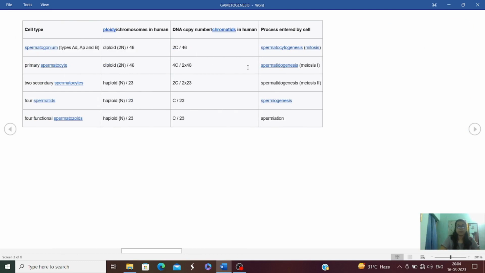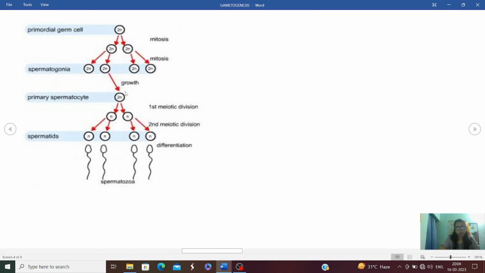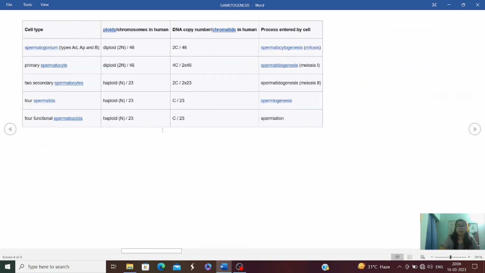Okay, this is meiosis 1. Next, come to meiosis 2. Here in meiosis 2, the haploid number of chromosomes will form. In meiosis 1, 2n chromosomes were there, but when meiotic division 2 takes place, the number of chromosomes is reduced to n, that is haploid. So in the secondary spermatocyte, the number of chromosomes is reduced to half. From 46 it became 23, but the DNA content is 2 into 23, 2C. This is the second meiosis stage.